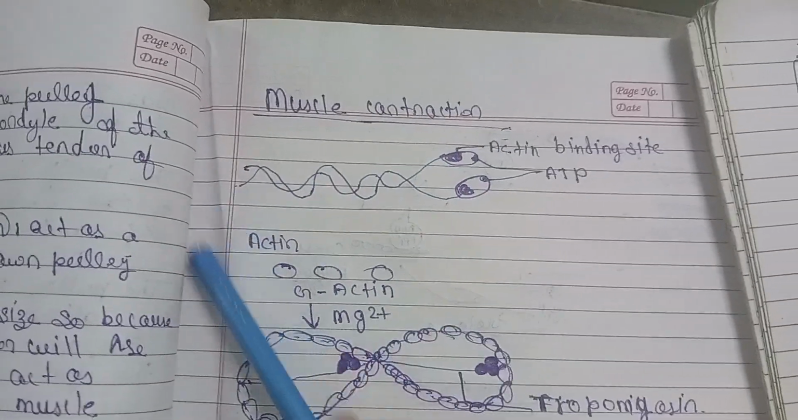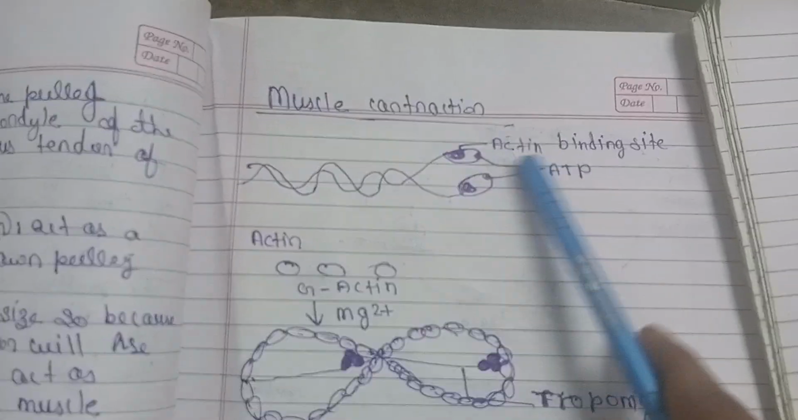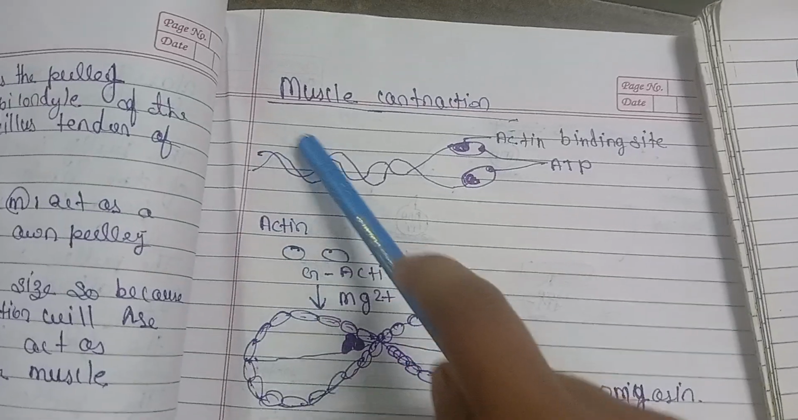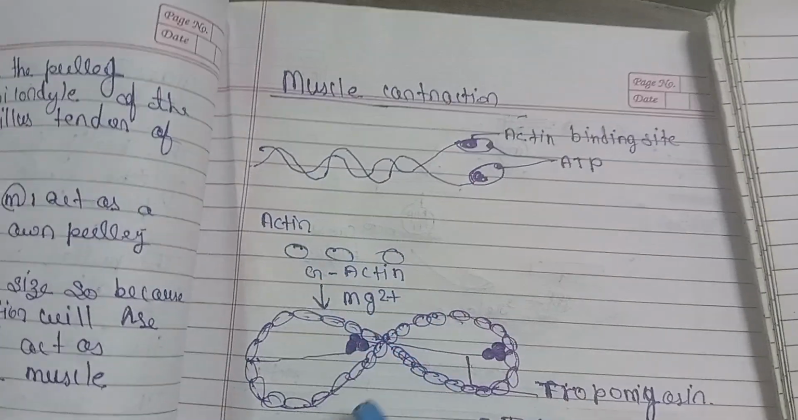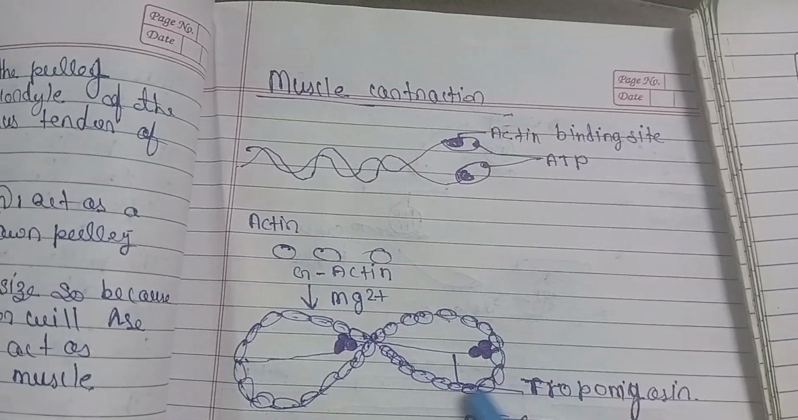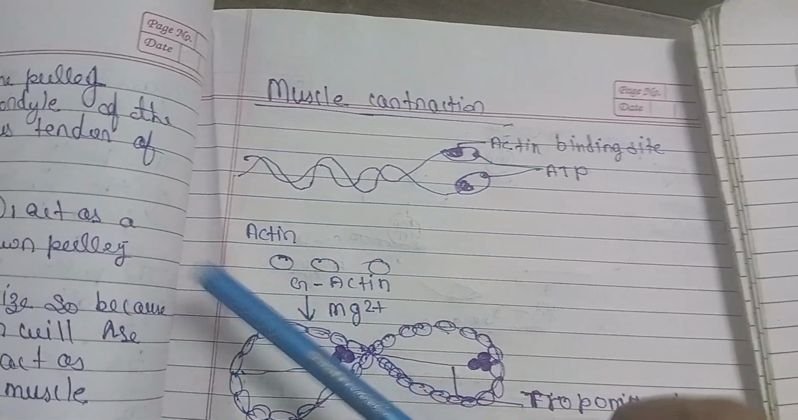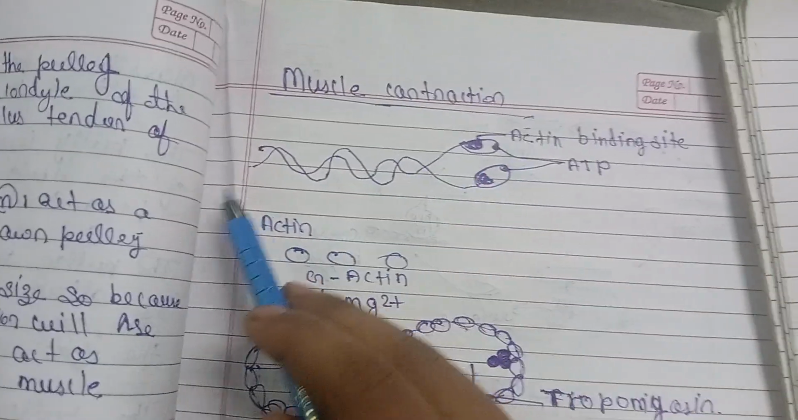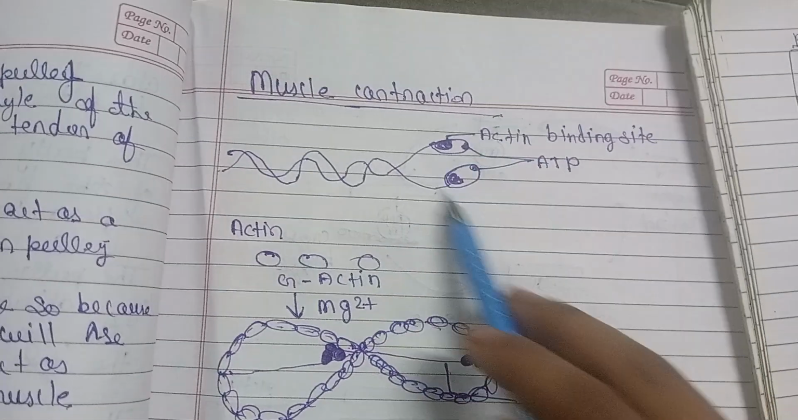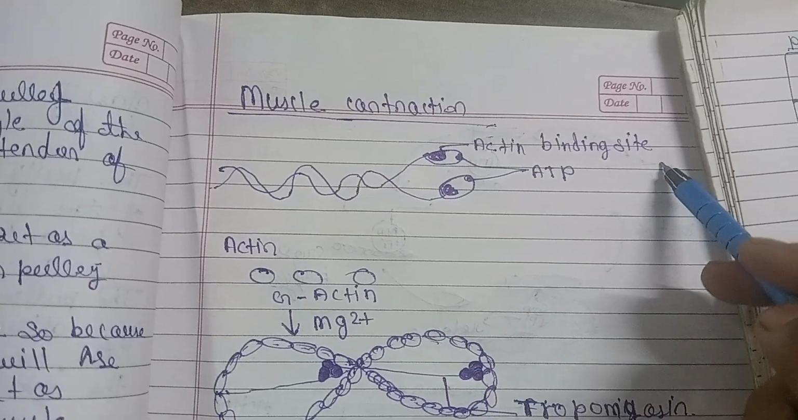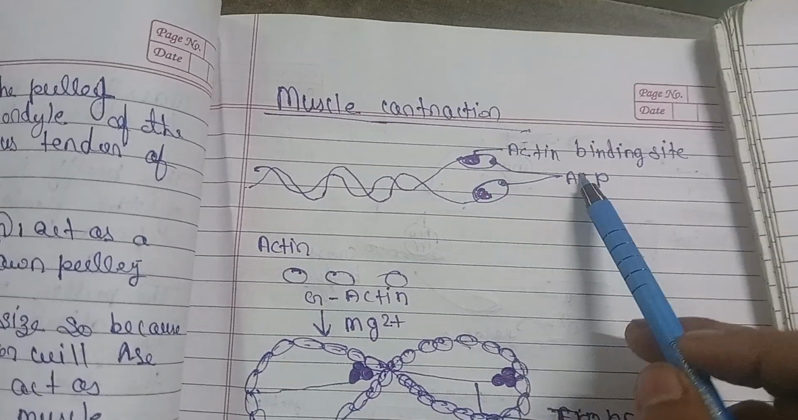In muscle there are two fibers present: first actin and second myosin. Actin is a thin filament and myosin is a thick filament. Myosin has a body and a head. In the head of myosin, the actin binding site and ATP are present.